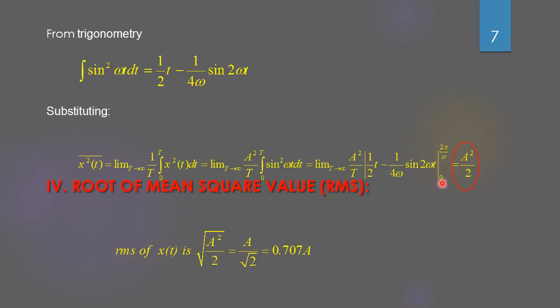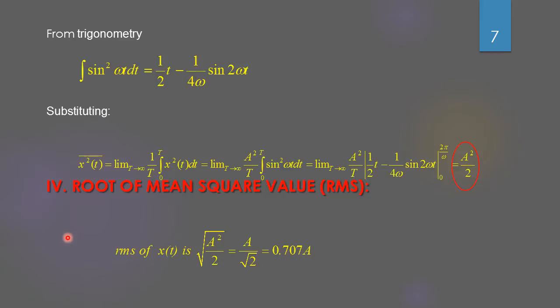And don't forget the interval of integration. It's starting from 0 up to T, which is 2 pi over omega. Then it gives you the final value, which is A square over 2.